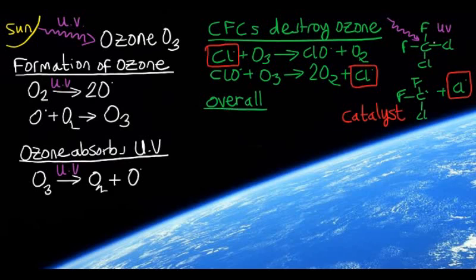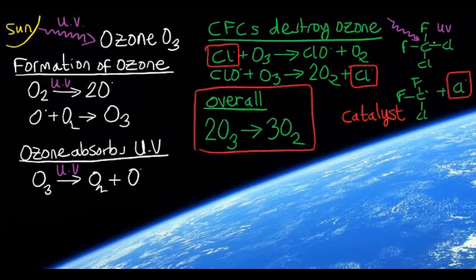So overall, have a look at the process. We put two O3 molecules in, two ozone molecules, and we get three O2 molecules out. So overall, ozone is being removed from the ozone layer by these chlorine radicals. Why is this a problem? Because if we remove the O3, the ultraviolet radiation from the sun can't be absorbed by the ozone, so it gets right through to the Earth, which is bad news for us.